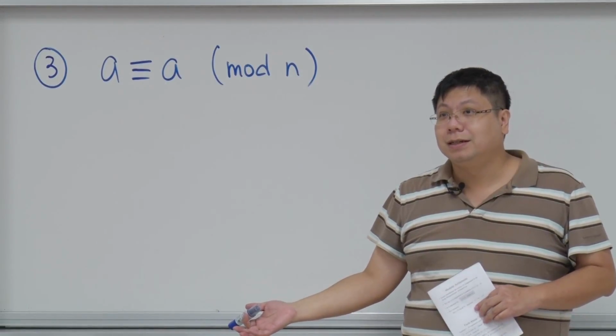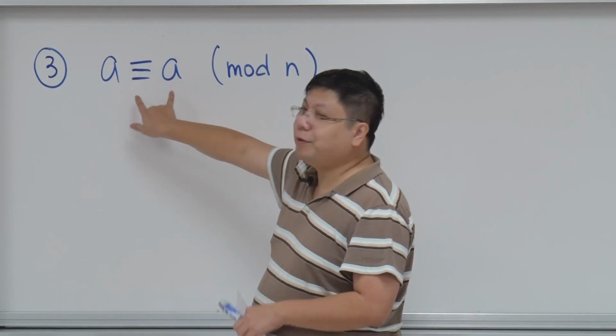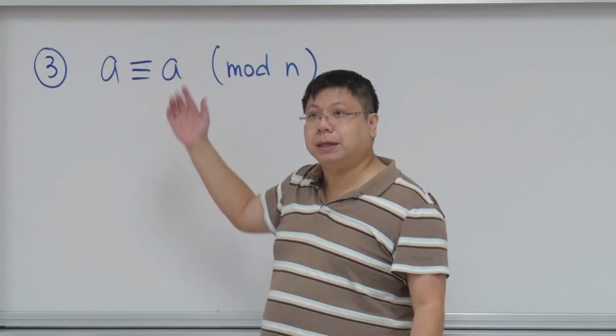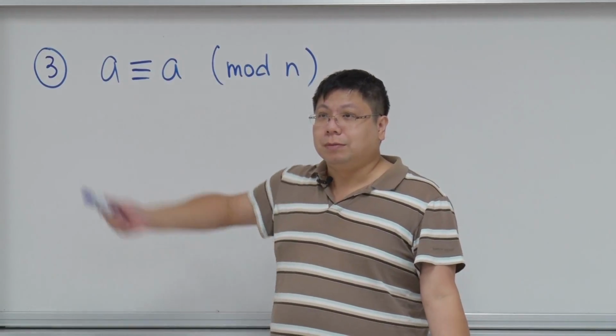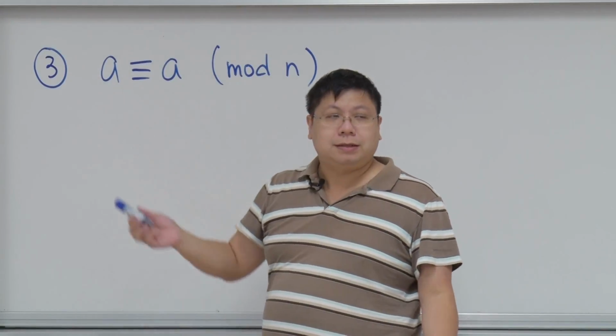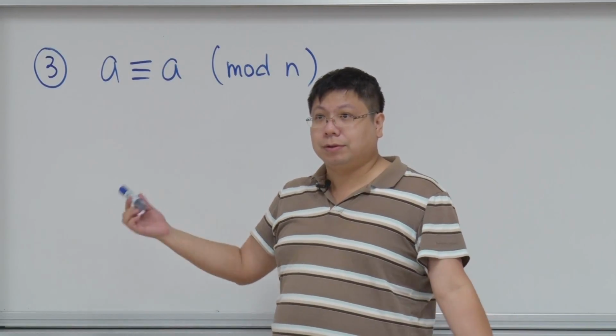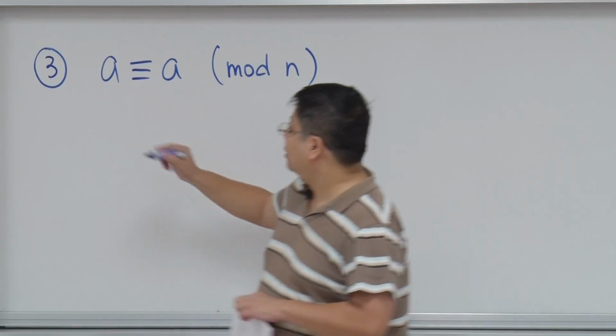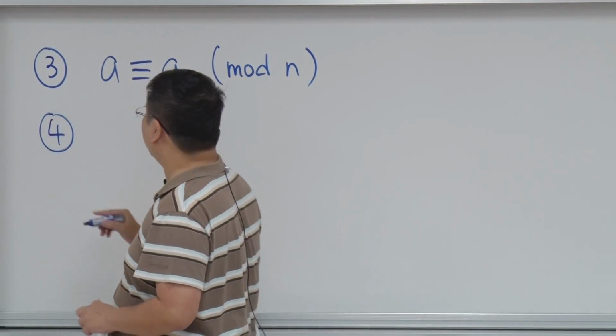Is that okay? You can prove this by using just the interpretation that we have, or you can prove this based on the definition. Because the definition is A minus A is going to be 0. N divides 0. So A is congruent to A modulo n. Okay? So we can also have this one.